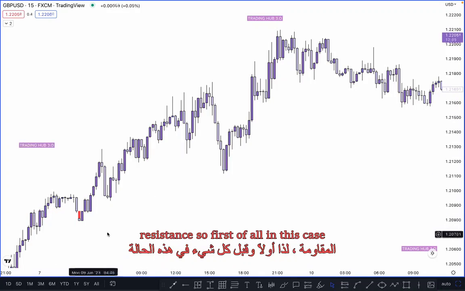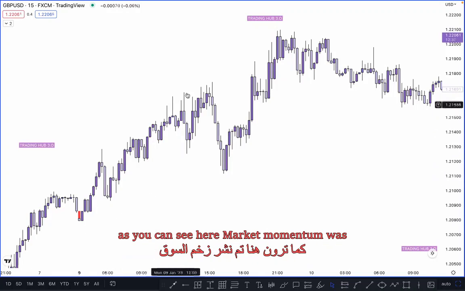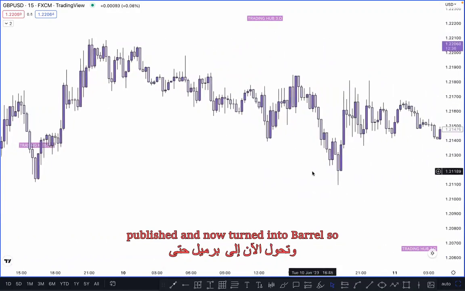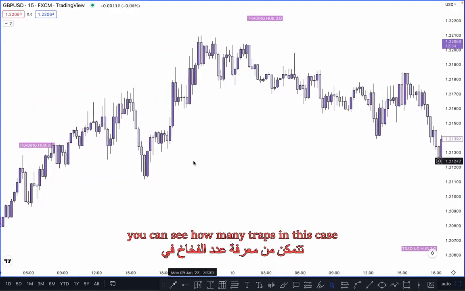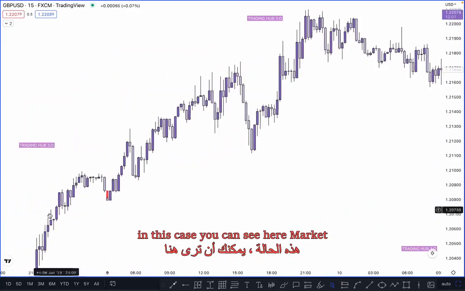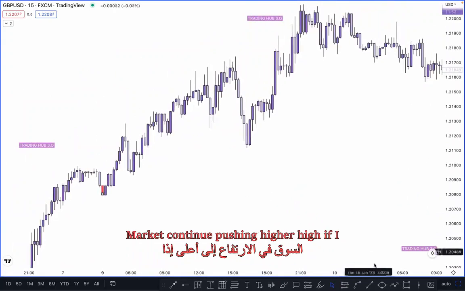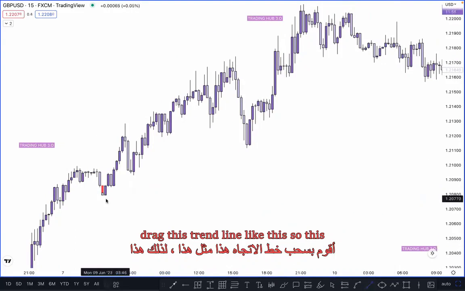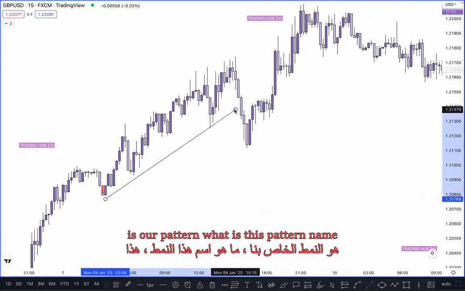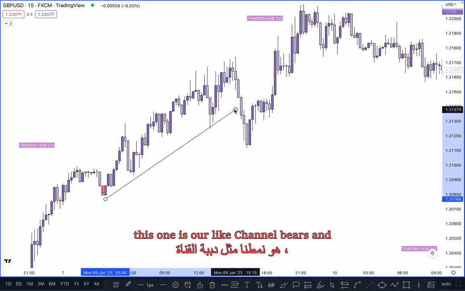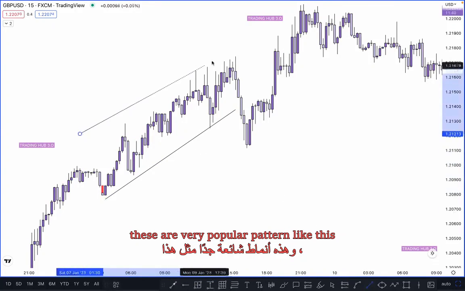In this case, as you can see here, market momentum was bullish and has now turned bearish. You can see how many traps there are. Here, market momentum is completely bullish and the market continues pushing higher highs. If I drag this trend line like this, this is our pattern. What is this pattern's name? This one is a channel, and these are very popular patterns.